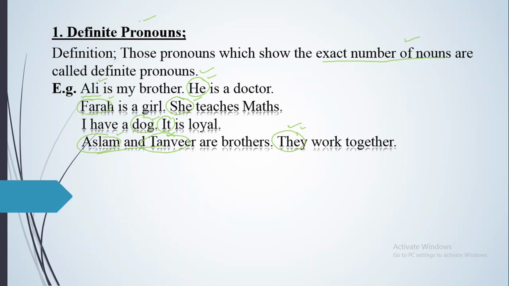We have ten kinds of definite pronouns: the personal, demonstrative, interrogative, emphatic interrogative, relative, emphatic relative, zero pronoun, reciprocal pronouns, distributive pronoun, and reflexive pronouns. These are all the kinds of definite pronouns. So we will be discussing all of these one by one.